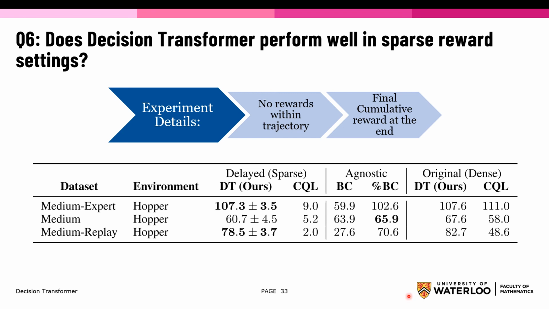So as you can see from the results, the percentage BC is not affected since it's already reward agnostic. However, when it comes to CQL, it's severely affected and it's performing much worse than when using dense rewards. However, when it comes to the DT algorithm, we can see that it's mostly unaffected by such a change, and it maintains a good performance even in such a very challenging sparse reward setting.